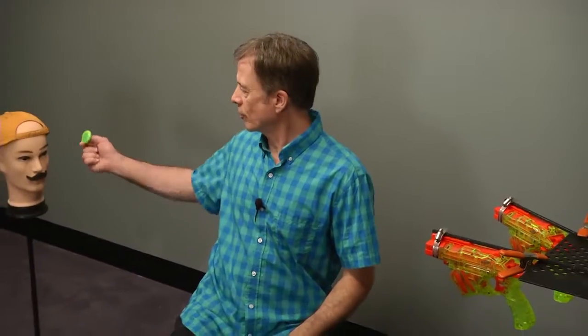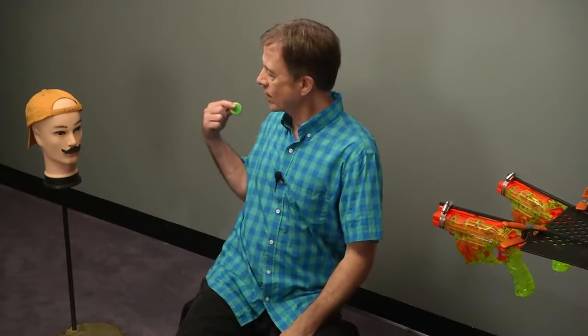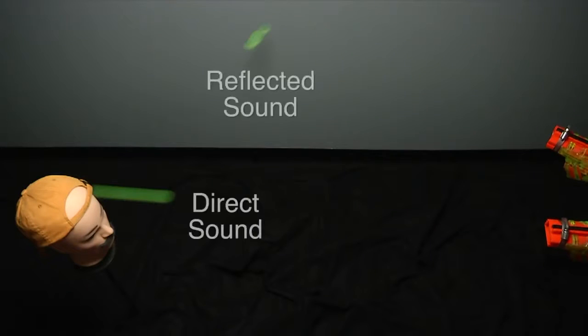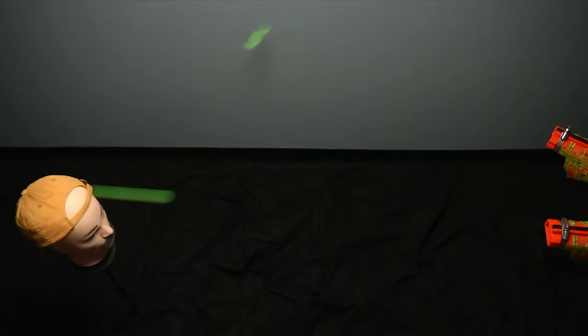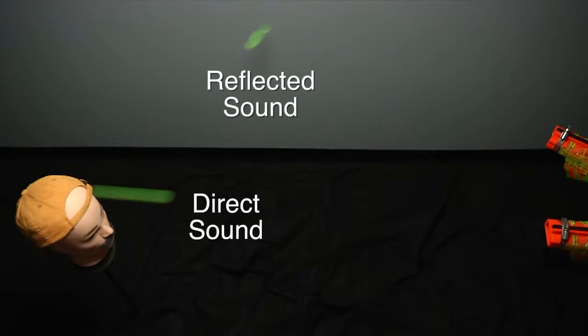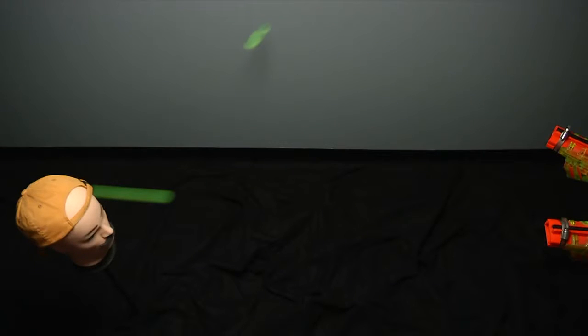I'll use these two Nerf guns to demonstrate. I've got this one aimed so this disc goes directly to the ear. That represents direct sound. I've got this one aimed so that disc bounces off the wall and it represents reflected sound. I'll shoot them both at the same time. Reflected sound arrives at our ears later than direct sound, even though it started out at the same time, because it's traveling farther. And this wall is only one flat surface.